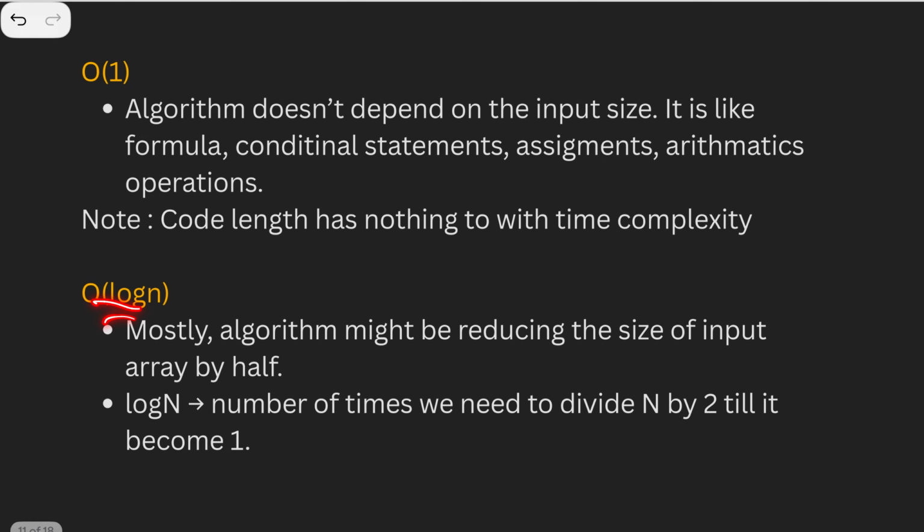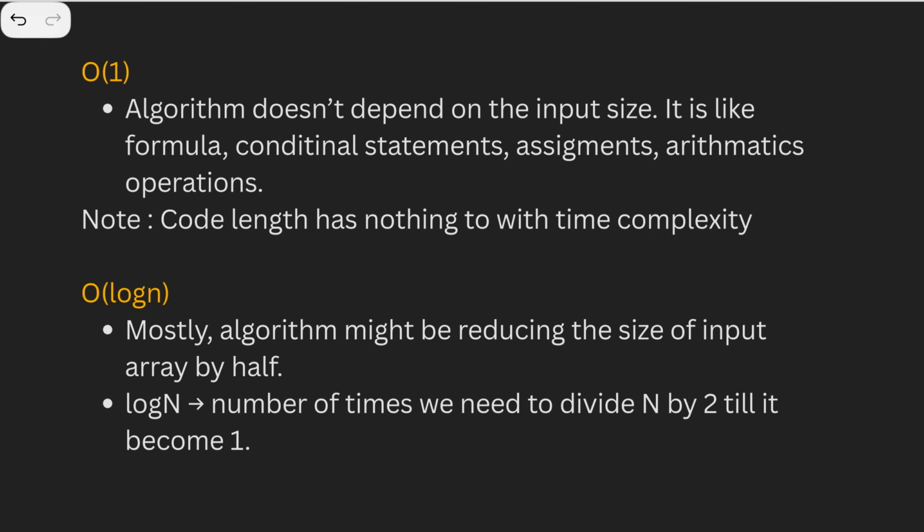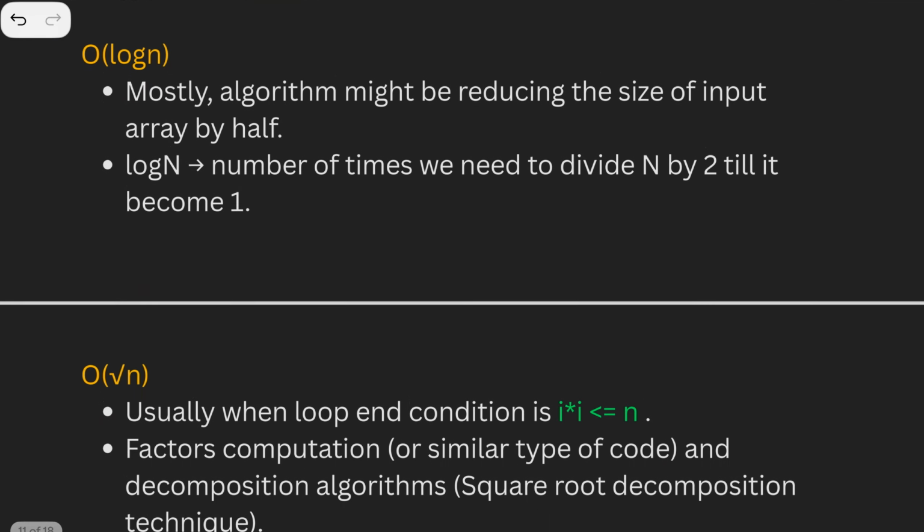Second we have log n time complexity. We have already seen this in the logarithmic video. I will put that into the card. Log n means the number of times we need to divide n by 2 till it becomes 1. That's what log n means, right? So most of the time we will be using a divide and conquer technique to divide the input array by 2 till it reaches 1. That's why our time complexity is log n. Most of the time, okay?